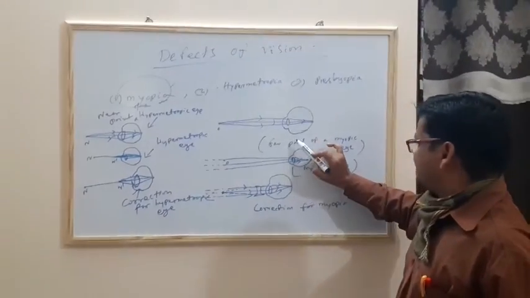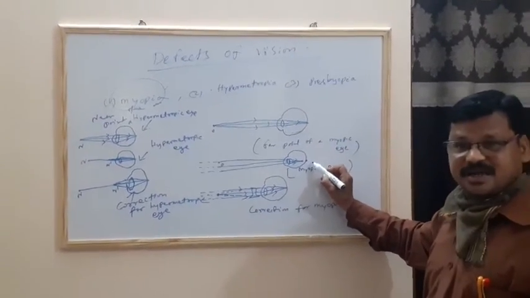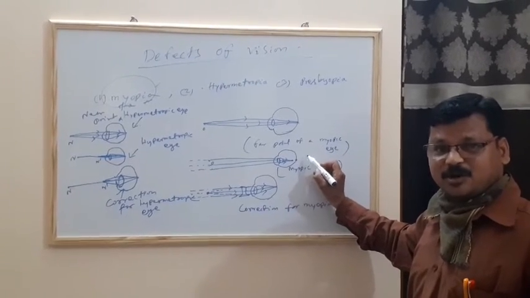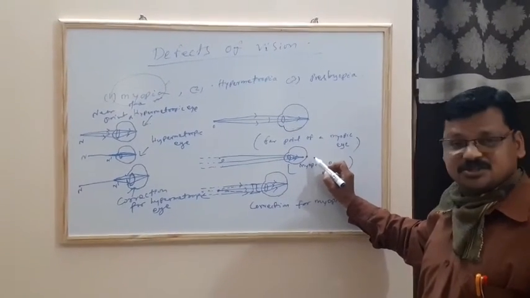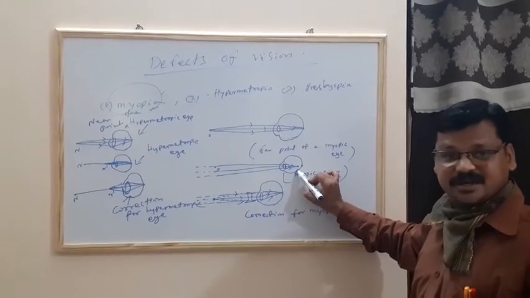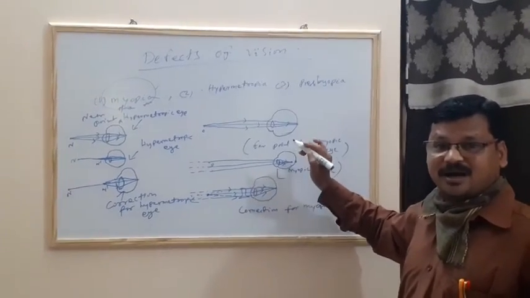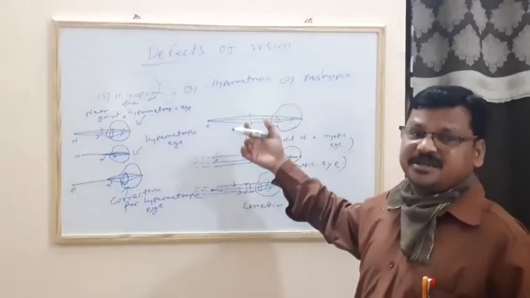In a myopic person, the image is formed in front of the retina. If a person is suffering from myopia, he or she cannot see the object clearly because the image is formed in front of the retina. So by using a concave lens of suitable power, that vision defect can be corrected.